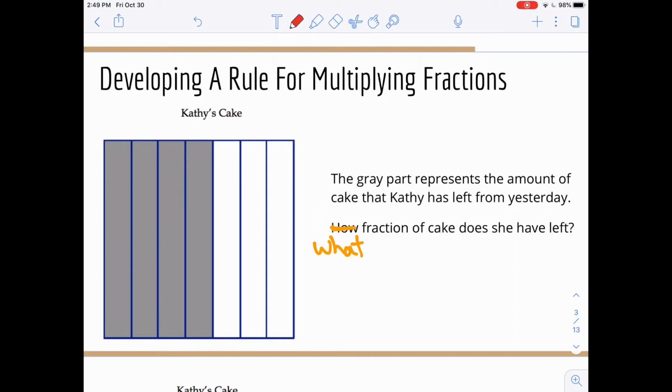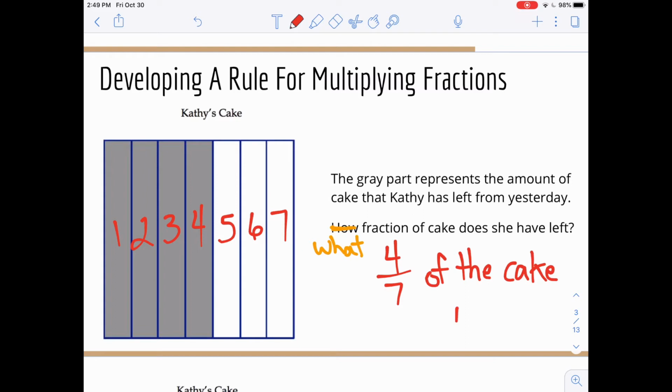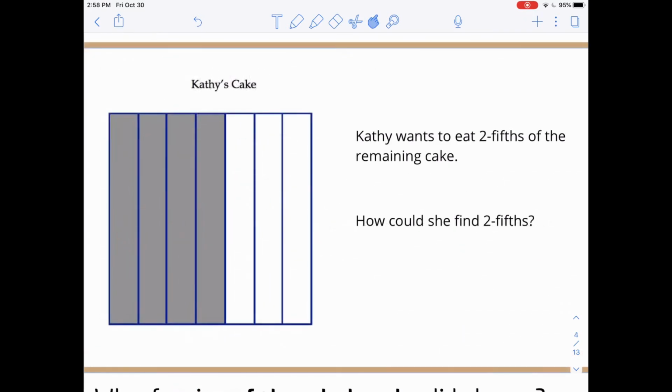If I number the slices or the parts, I can number them already because they're all equal sized. And if I number them, I can see there are 4 gray parts out of 7 total parts. So 4/7 of the cake remains. Now, 3 of those 7s are eaten. That's why they're white. So we're talking about the gray parts there. Now we can be sure that this is a picture of the remaining cake. 4/7 of the whole cake remains.